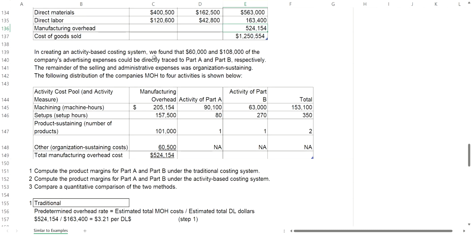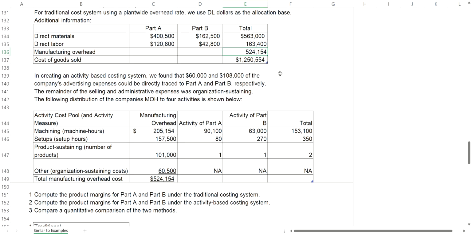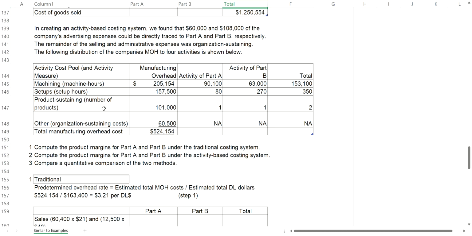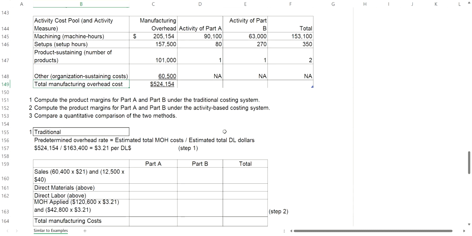In creating an activity-based costing system, we found that $60,000 and $108,000 of the company's advertising expenses could be directly traced to product A and B, respectively. The remainder of the selling and administrative expenses were organization sustaining, meaning they're common. The following distribution of the company's manufacturing overhead to the four activities is shown below. We are going to use four activities: machining, machine hours, setup hours, product sustaining, number of products, and other organization sustaining costs for our total manufacturing overhead cost.